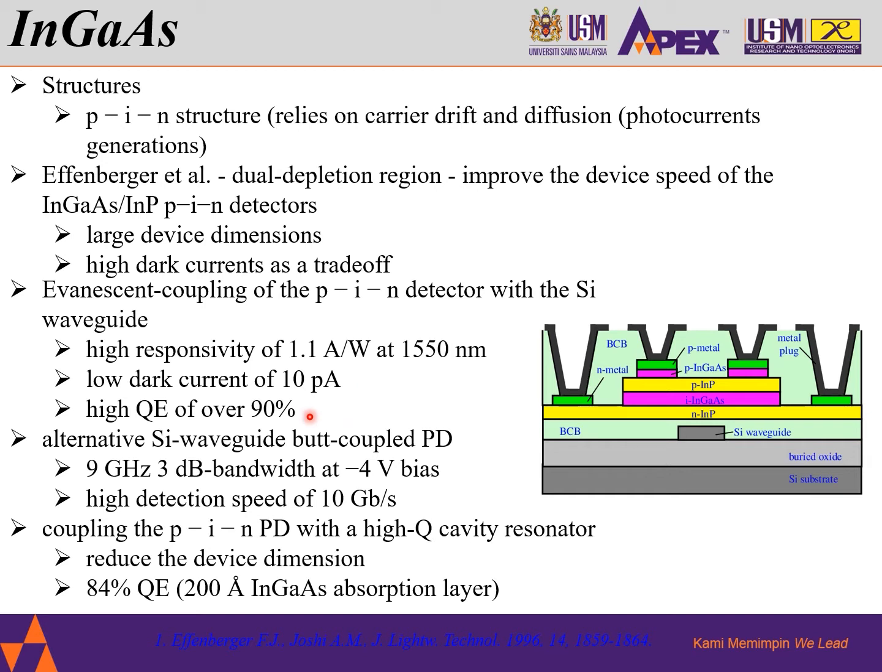An alternative silicon waveguide butt-coupled PD with a 9 GHz 3 dB bandwidth at -4 V bias and a high detection speed of 10 gigabit per second has also been demonstrated. Furthermore, coupling of the PIN with a high Q cavity resonator could reduce the dimension of the device while maintaining the value of high QE. 84% of QE was achieved using a 200 angstrom indium gallium arsenide absorption layer.